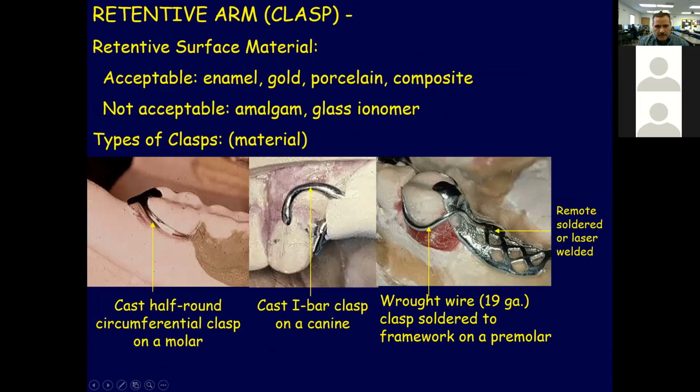This is the retentive arm. This is the reciprocal arm. Usually, the difference between the retentive arm and the reciprocal arm is that the retentive arm is flexible. It will flex when you try to get the denture out, while the reciprocal arm is stable and just gives a reciprocal pressure to hold the denture inside on the tooth.